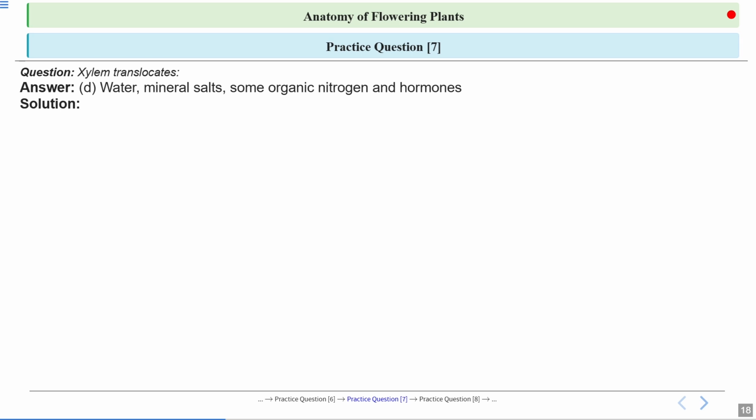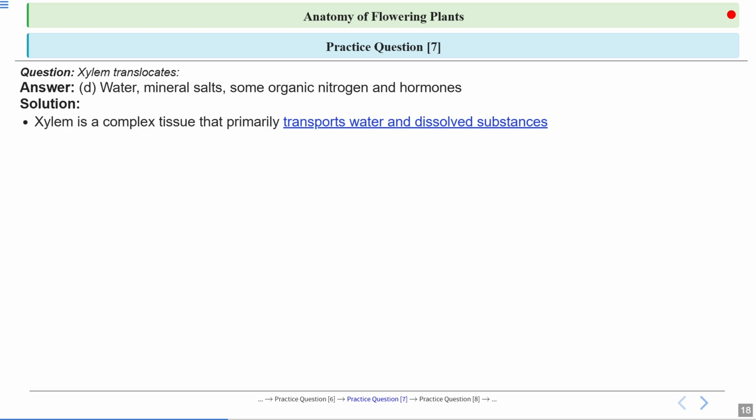The correct answer is D. D is the correct answer. See, xylem translocates water, mineral salts, and some organic nitrogen. And hormones. Don't forget hormones. Cytokinin is synthesized in the roots and it is transported to the above parts of the plant. Right? So, hormones are also translocated through the xylem.